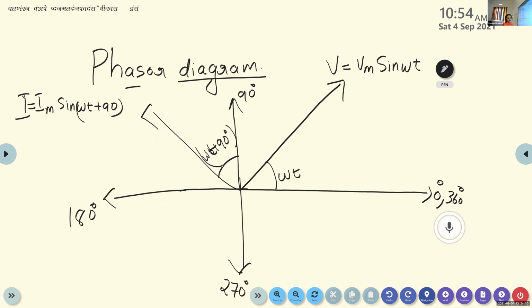Ma'am, that entire angle from 0 degree must be omega t plus 90, right? Yeah. From this 0 degree to this, it is shifted from the origin at an angle of omega t. No, ma'am. Yes, from here. Yeah.